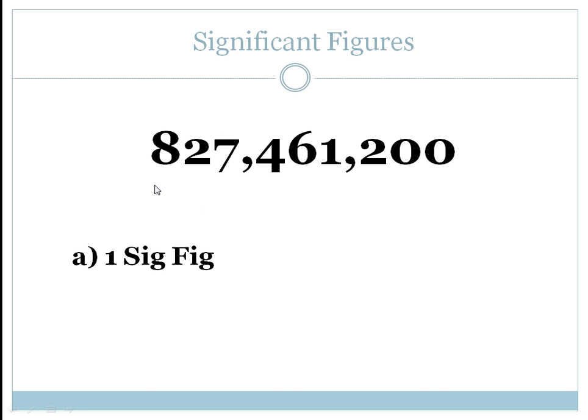So here's my number, 827,461,200. I want to round this to only one significant figure. How I round is I always start from the left and work my way to the right. The first significant figure I come across is the 8. Then I look at the next number to the right of it, this 2. If this number is 5 or greater, I round up. Since this is a 2, I keep the 8 the same.